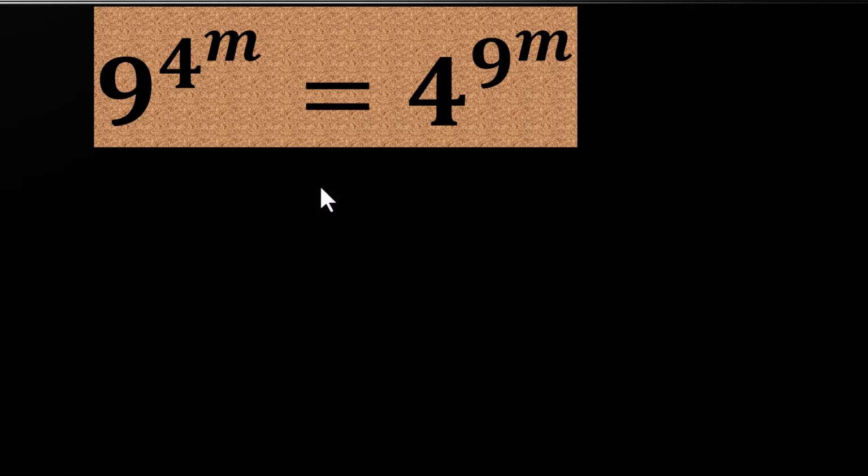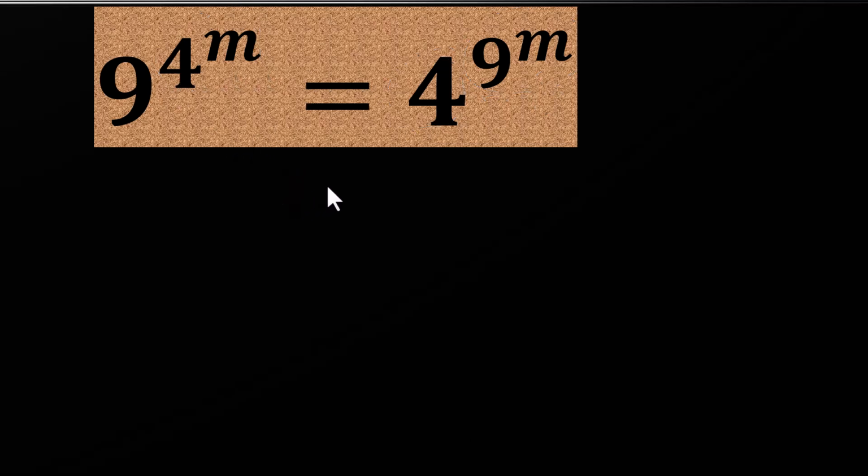In today's tutorial, we are going to solve this exponential equation. Now we have 9 raised to 4 raised to m equals 4 raised to 9 raised to m. So we can say that 9 has a power of 4 to the power m and 4 has a power of 9 to the power m. How do you solve for m?